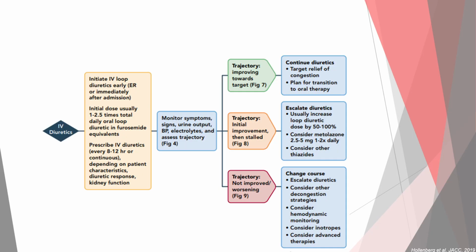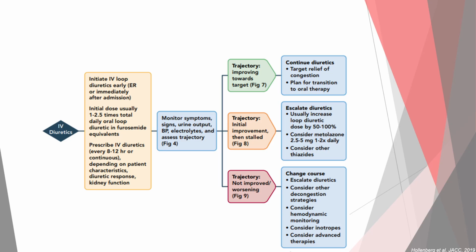So how do we assess IV diuretics? You start an IV diuretic, initiate an IV loop diuretic early or immediately after admission. Initial dose usually is 1 to 2.5 times total of the daily oral loop diuretic in Lasix equivalents. Prescribe an IV diuretic every 8 to 12 hours.